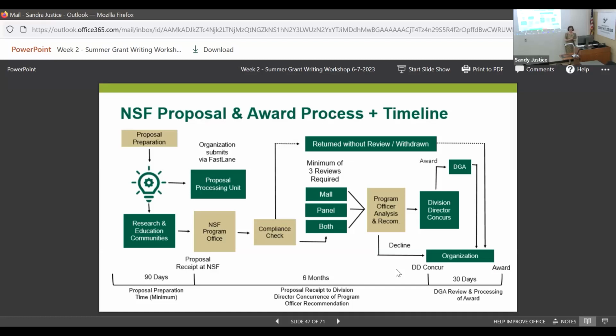What you want to avoid is this section at the top that says returned without peer review. That means the program officer didn't read it. It never made it to the peer reviewer. It was never assigned to anyone to read. It was returned, and that means that you didn't include something that was required, or you included something that was not allowed. NSF does not allow cost share.